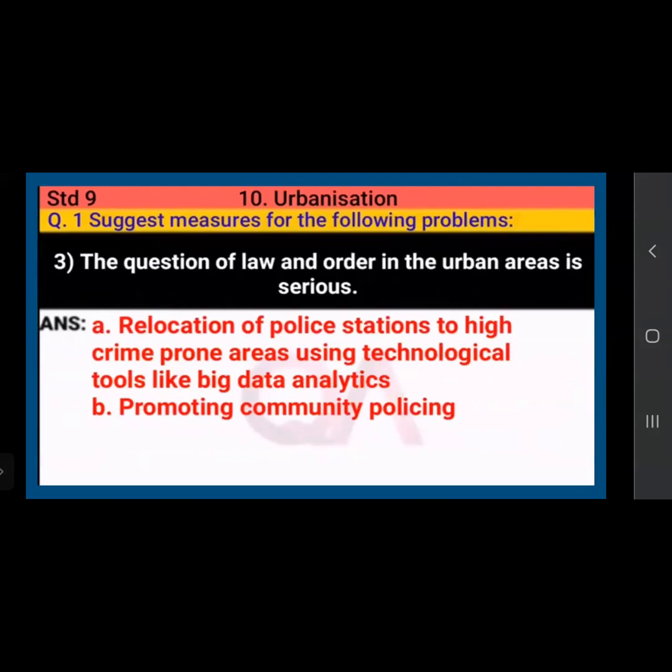The question of law and order in the urban area is serious. So what are the measures? Relocation of police stations to high crime prone areas using technological tools like big data analytics. Wherever the crimes are more, relocation of police stations should be done to that area, and technological tools like data analysis should be used. Promoting community policing, so that people contact the police.